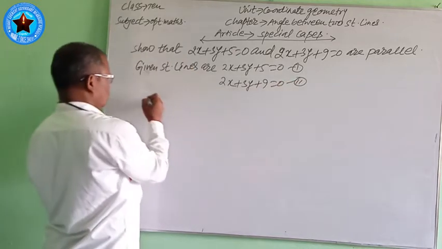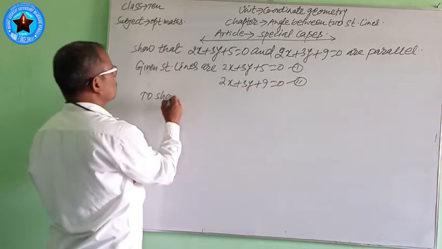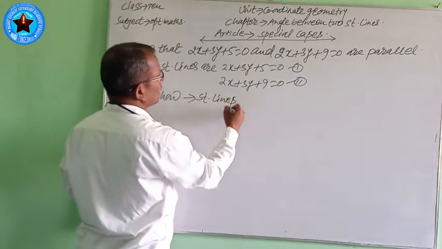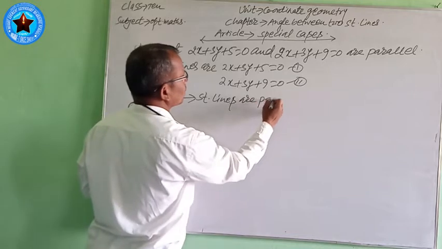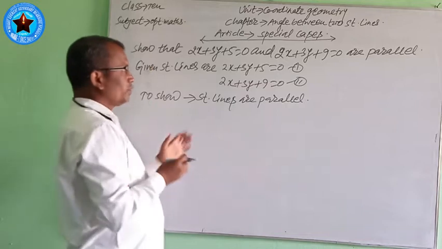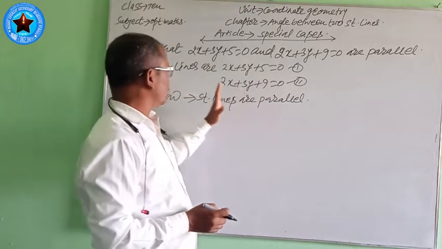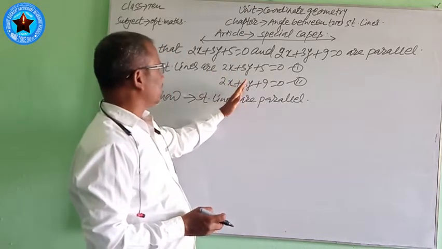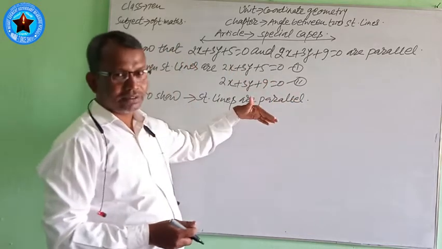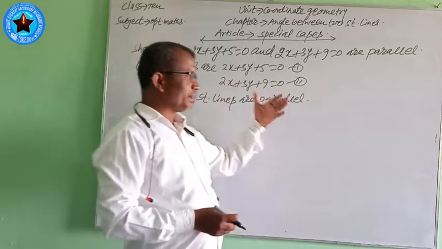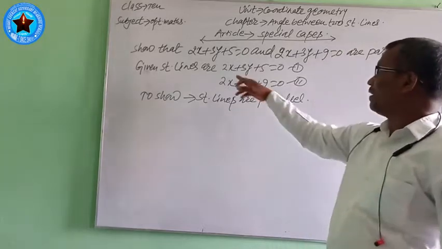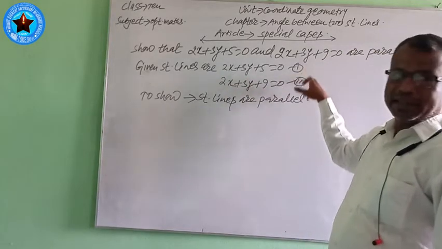To show that the straight lines are parallel, we can show these two straight lines are parallel through two different ways. Using case one, straight lines are parallel if their slopes are equal, if m1 equals m2. Thus finding the slope of these two straight lines and making them equal.